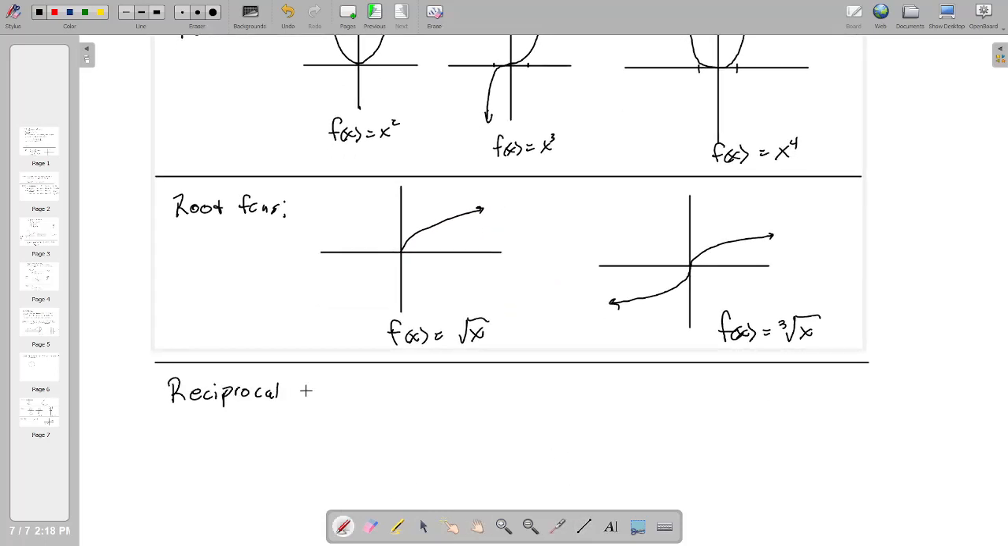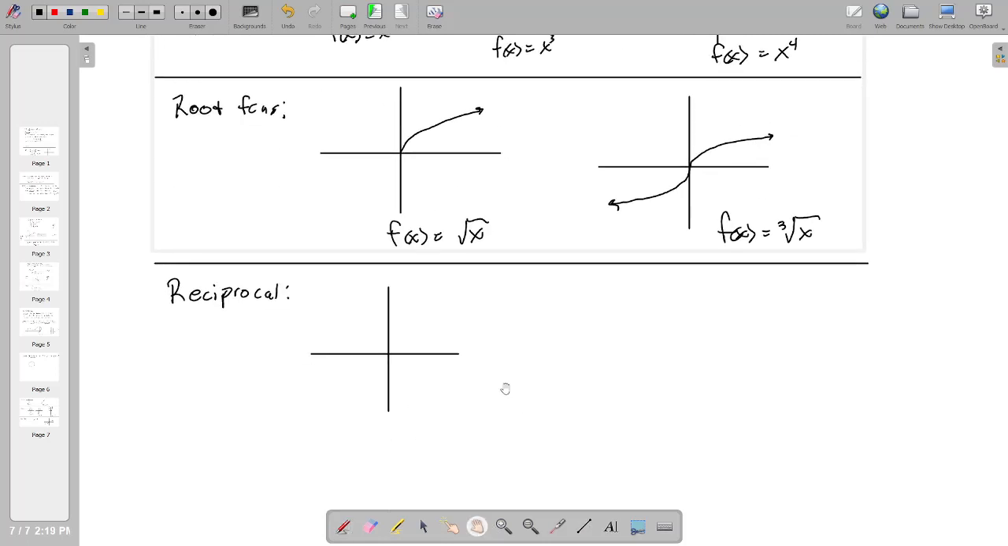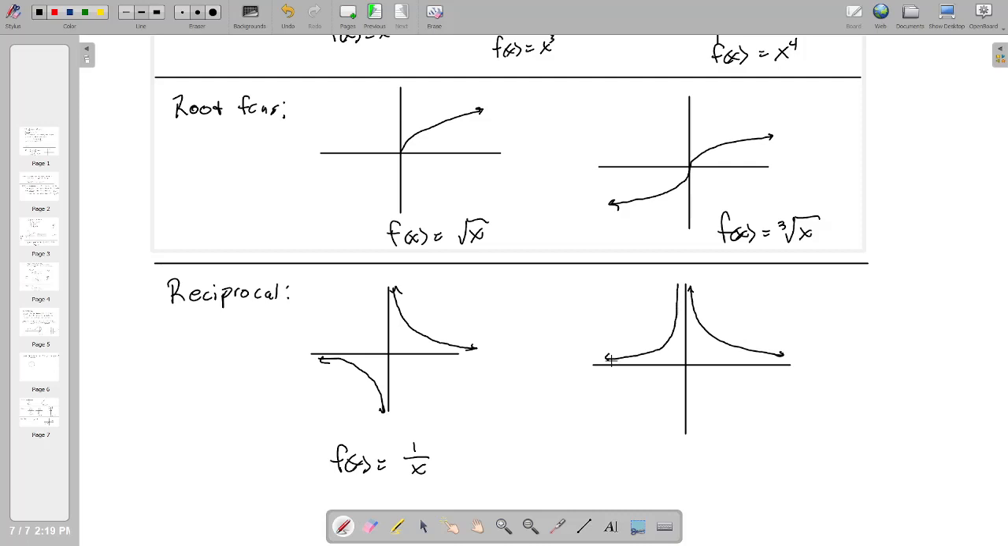And then we have the reciprocal functions. Specifically two. f of x is equal to 1 over x, where you have an odd power on the x. And this looks something like this on the positive side, and then like this on the negative side. And then if you have an even power, because when you square a negative number, you get a positive number, you would end up with something like this.